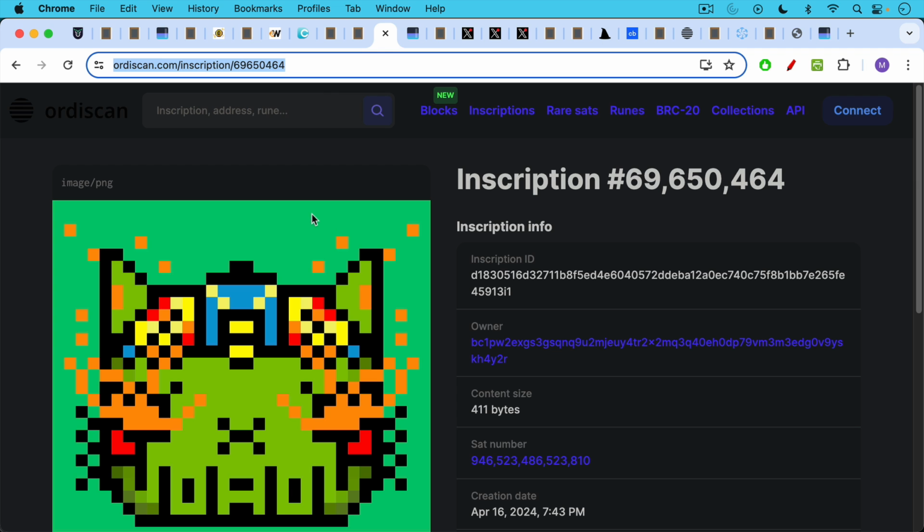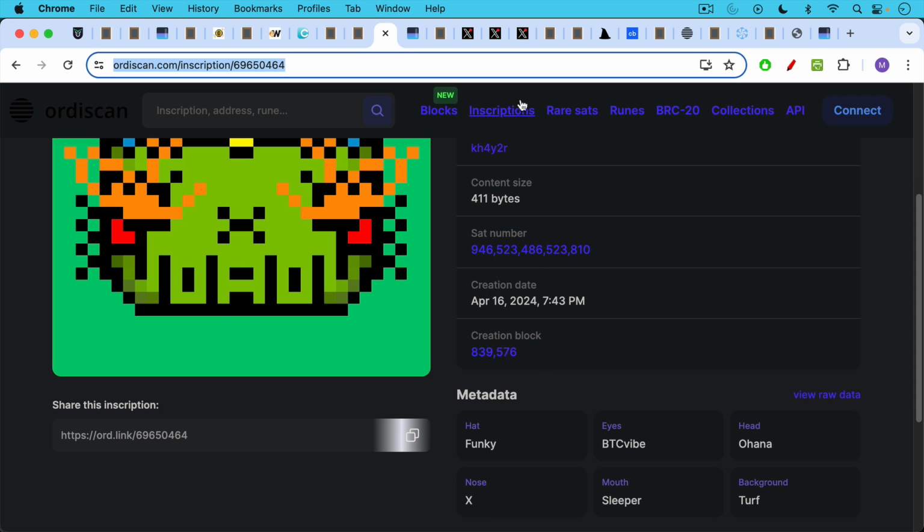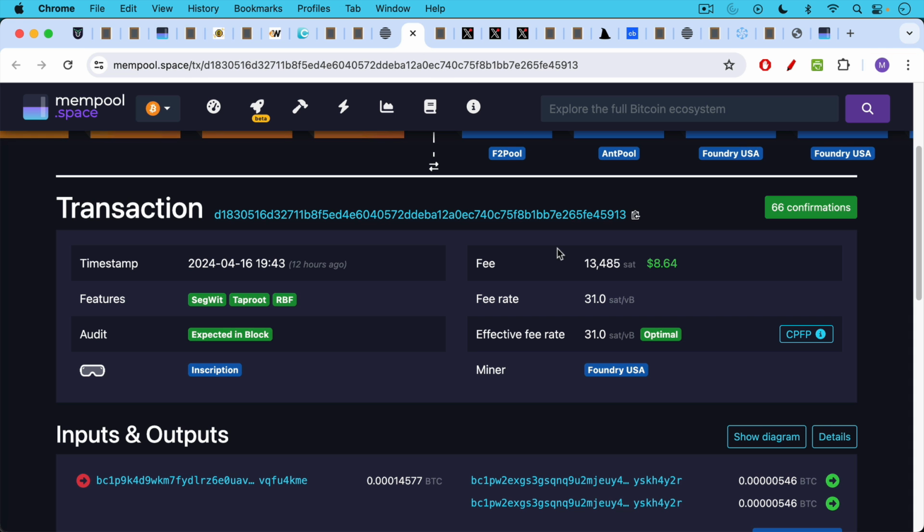Here's an example of a crappy JPEG, also known as an inscription. We can see what it looks like. We can see what block it's in. And if we go to a block explorer, we can see that whoever made this inscription paid a fee of 13,485 sats to send just two small outputs of 546.